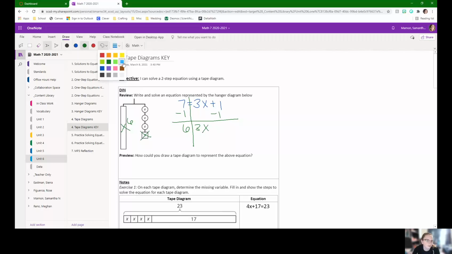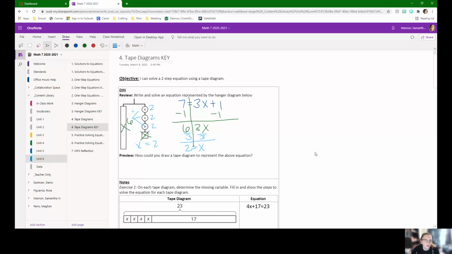For the next step, we have 6 that we need to split up between 3x's. When we're thinking about splitting up, we mean divide in math. So 6 divided by 3, that means x must be 2. If you wanted to show that on the equation, we would divide by 3 on both sides, and we'd be left with x equals 2.